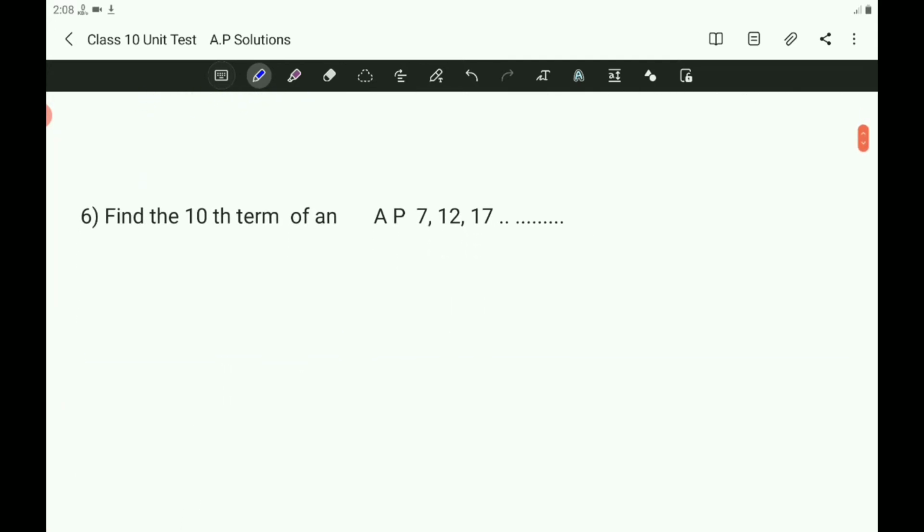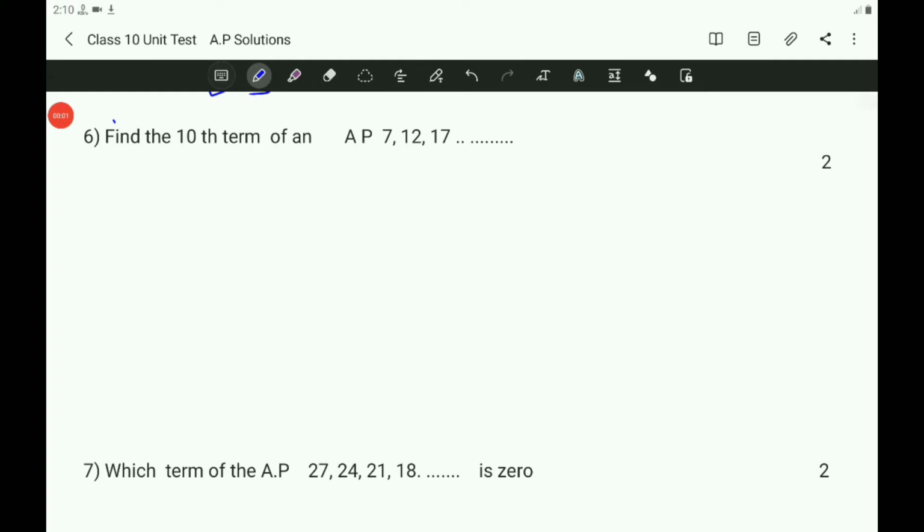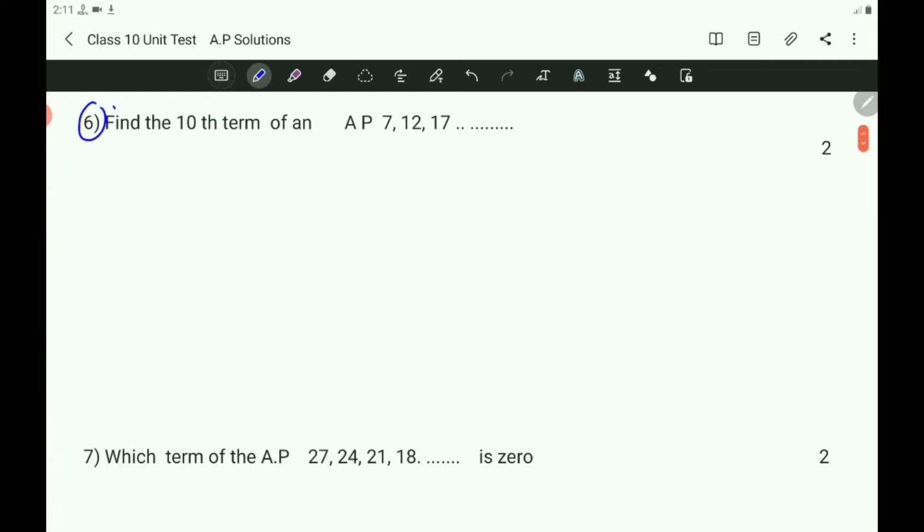Then the sixth question. Now you take the sixth question. Find the 10th term of the AP 7, 12, 17, and so on. So you write the AP. What is the given AP? 7, 12, 17, and so on. To find the 10th term, you know the formula to find the nth term, that is An equals A plus N minus 1 into D. So here A is needed, N we have to take as 10, and D is to be found out.